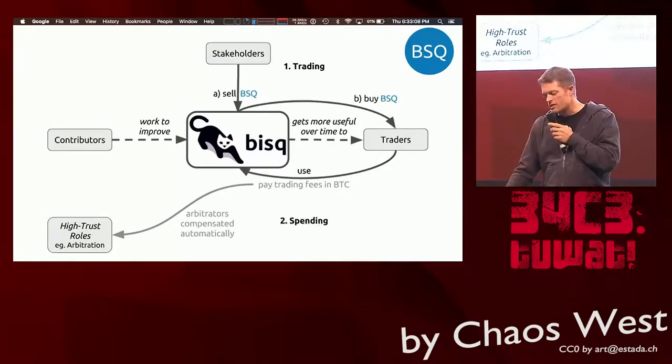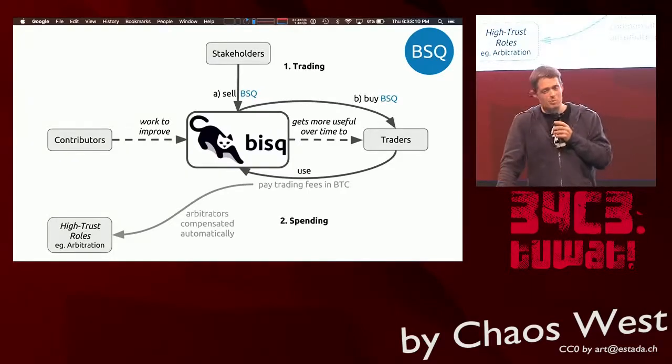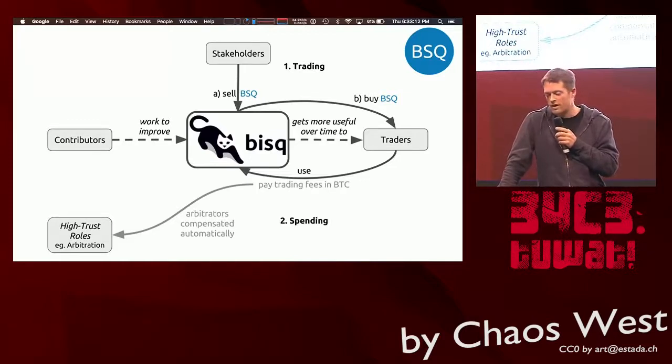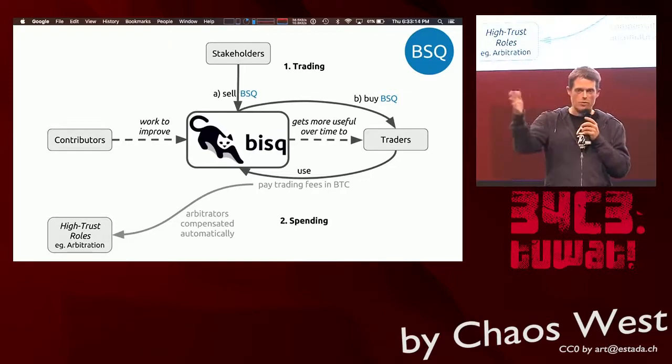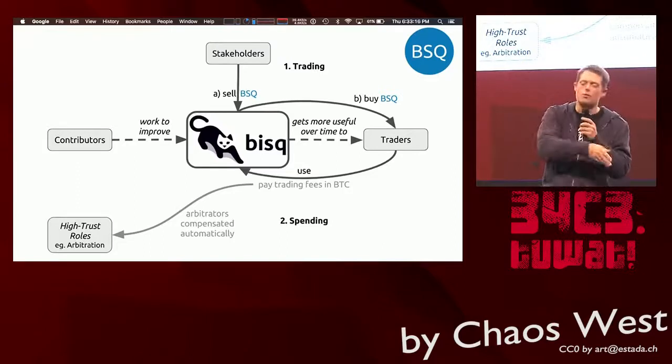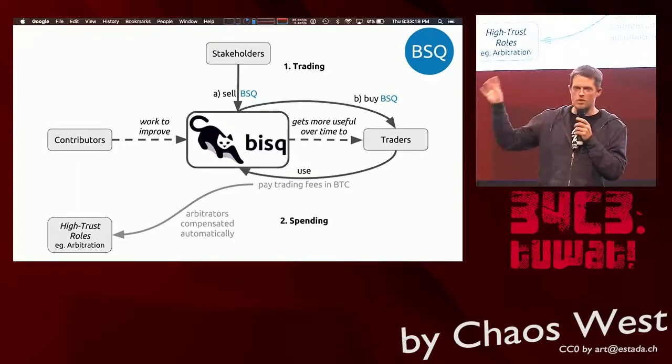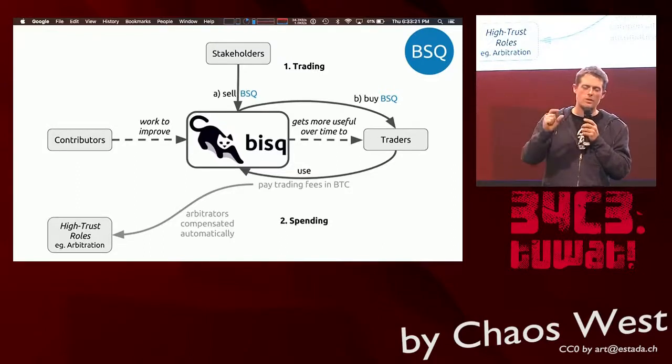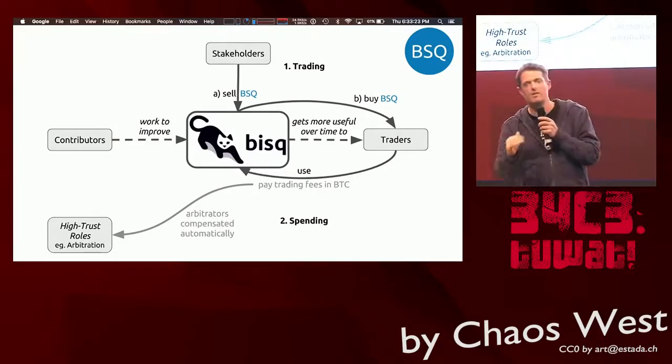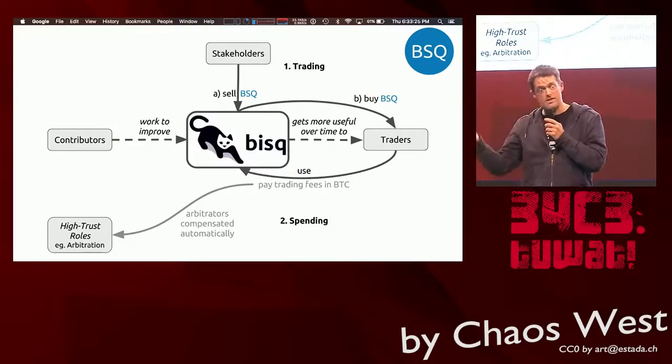The second function is spending it. People spend BSQ on trading fees. As I explained before, you pay in Bitcoin today for trading fees. As we enable this functionality, you'll be able to pay for those same trading fees at a discounted rate with BSQ, which gives traders an incentive to hold on to it or to buy it in the first place.